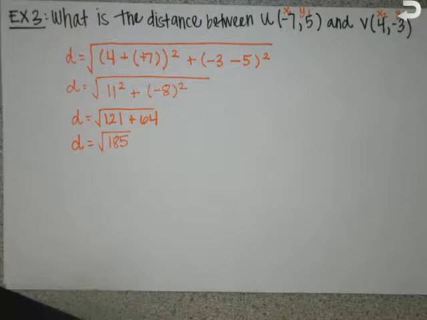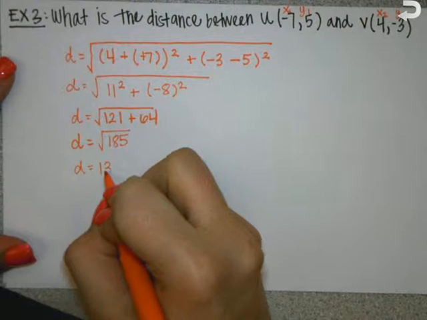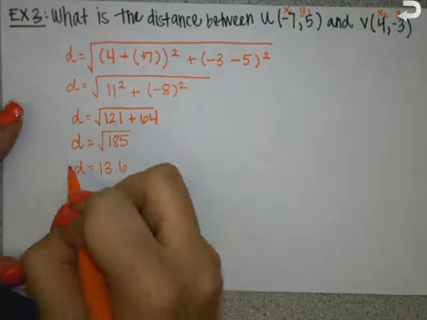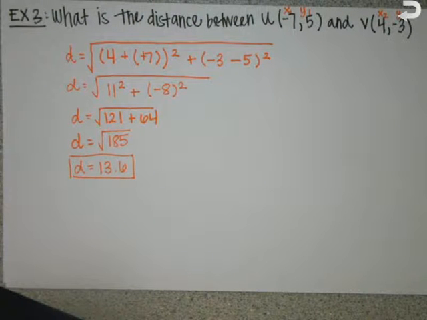So, Tyree, what did you get with the square root of 185? 13.6. Agree? Yes. Did he round correctly? Yeah. Okay, there's your distance.